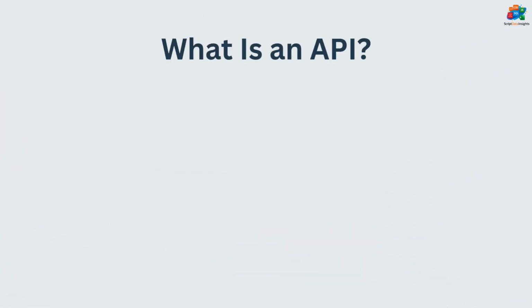So, let's start with the fundamental question: what exactly is an API? The easiest way to understand an API, or application programming interface, is to use a familiar analogy: a waiter at a restaurant.